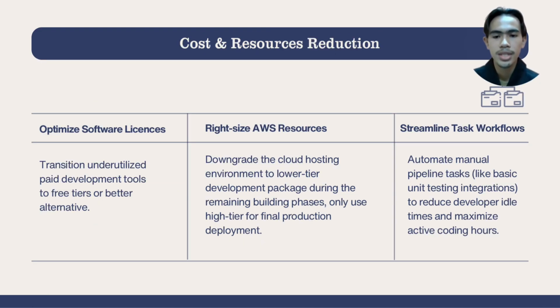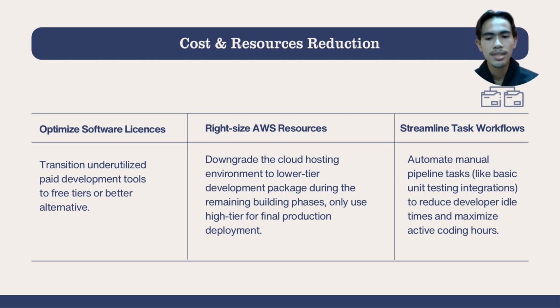Moving on to our strategies for cost and resource reduction. To ensure the project remains highly efficient, we focus on three key areas: optimizing software licenses, right-sizing our cloud resources, and streamlining workflows. The first point is optimizing software licenses. Regarding software licenses, we plan to transition underutilized paid development tools over to free tiers or better alternatives. This eliminates unnecessary overhead during development phases without compromising the team's capabilities.